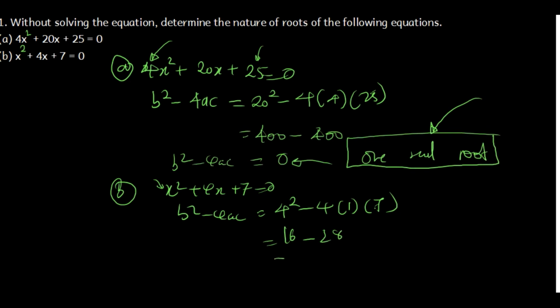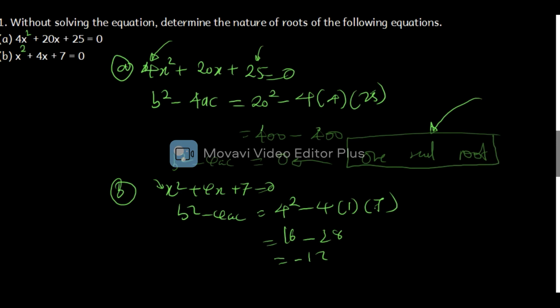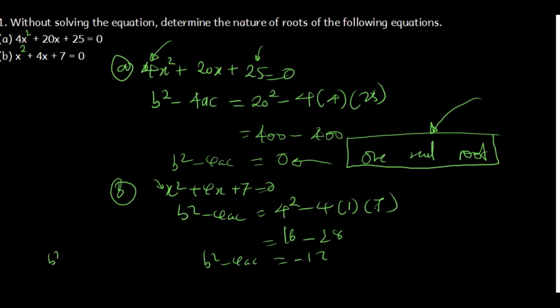So subtracting 28 from 16, we're going to get negative 12. Now notice that what we have is a negative number. A negative number is less than 0. So this is b squared minus 4ac. So what we've just determined is that b squared minus 4ac is less than 0 because it's a negative number.